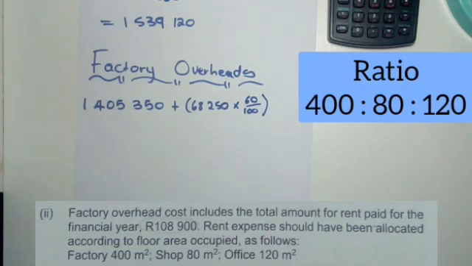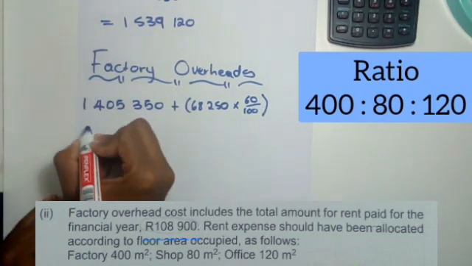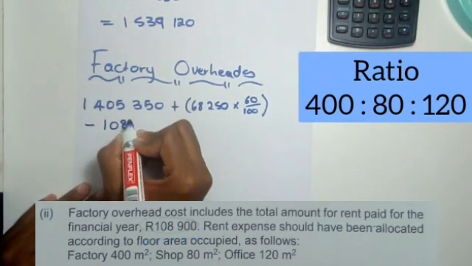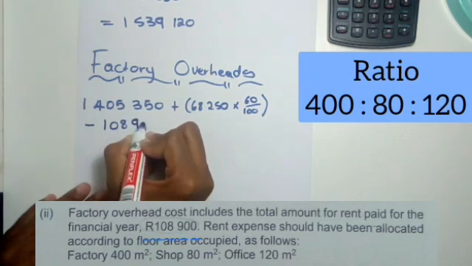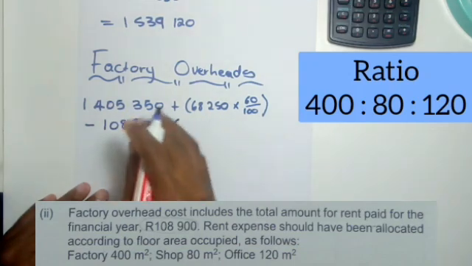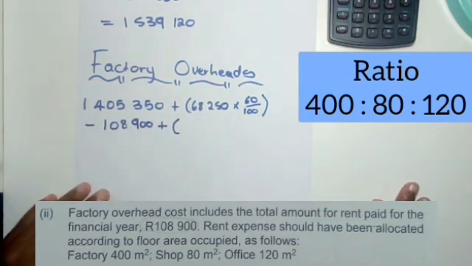So first of all, let's deal with the one that was included in our factory overheads as a total. That amount is wrong, so we need to start by first subtracting that amount, and then after we will add the correct one. So we will take out the whole 108,900, and then we will add the amount that is correct, and we are going to figure it out in a bracket. So we were supposed to add only a portion for the factory. So using our ratio of 400 is to 80 is to 120, we are going to look at the portion that belongs to the factory.